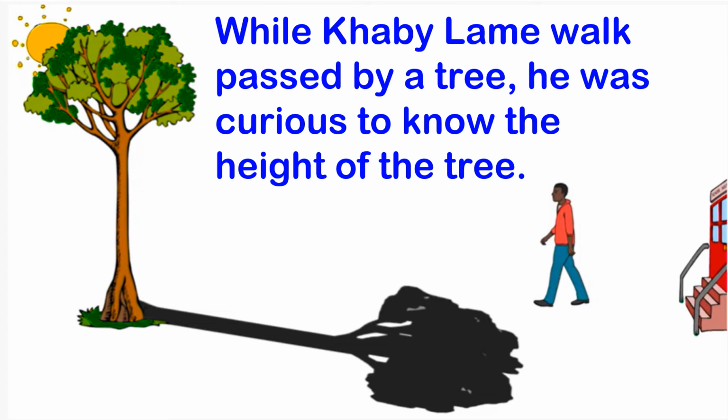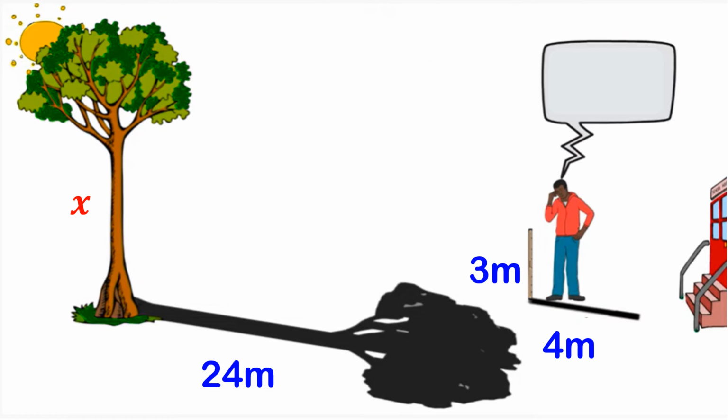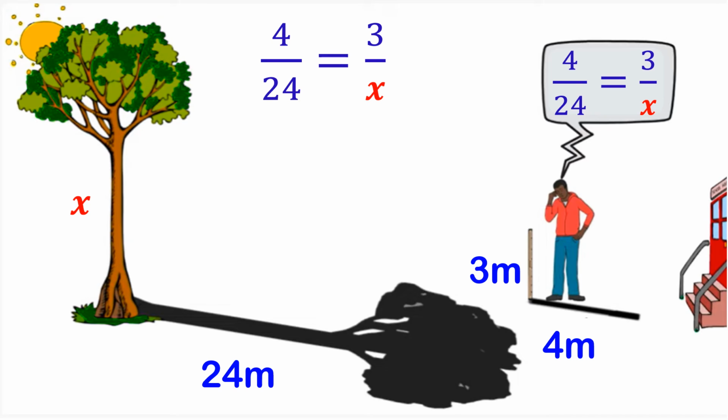So continuing, he represented the height of the tree as x. And then he got a 3-meter yardstick and measured the shadow of the stick as well as the shadow of the tree. He found out that the shadow of the yardstick is 4 meters and the shadow of the tree is 24 meters. So here, he's thinking what to do to find the x. He thought of 4 over 24 is equal to 3 over x. Is he correct? Yes, he is absolutely correct.